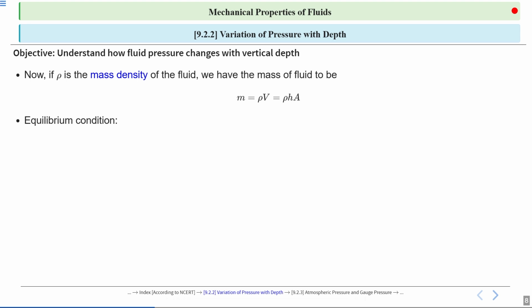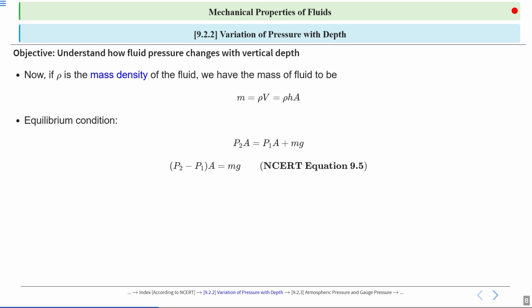Equilibrium condition. So equilibrium condition is given by the equation P2A is equal to P1A plus mg. Here P2 and P1 are pressures at different depths. A is the area and mg is the weight of the fluid. Alright.